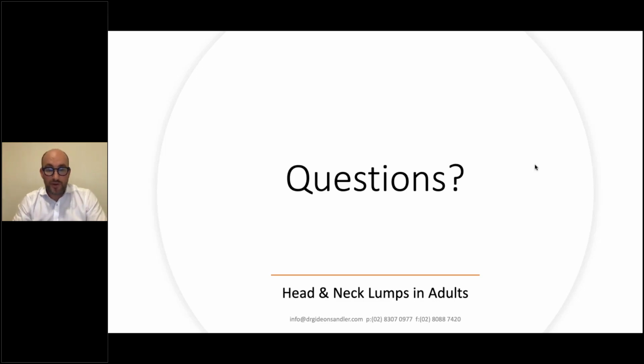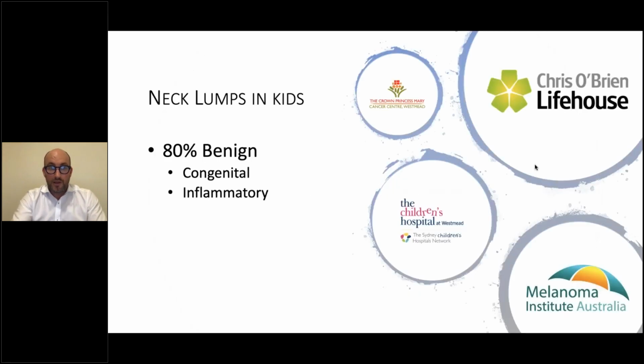Okay, right, so we're just going to move on to the next part of the lecture, which is paediatric neck lumps. Paediatric neck lumps, in terms of epidemiology, are the exact opposite to adult neck lumps. 80% of them are benign, and most of them are either congenital or inflammatory. As patients get older, the chances of them having a malignant neck lump increases, but you can safely assume that the vast majority of neck lumps in children are benign, with some notable exceptions, and we'll get into that.